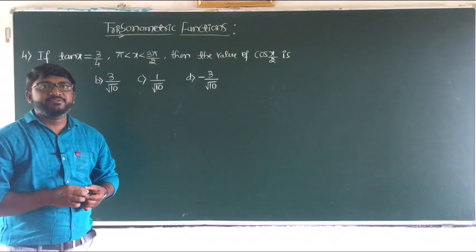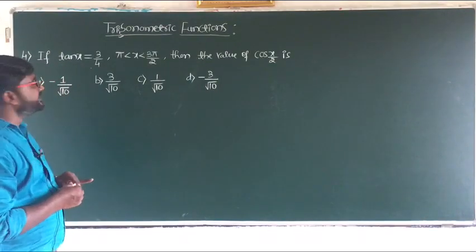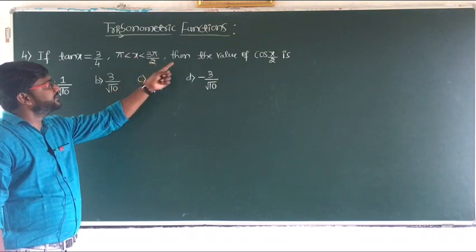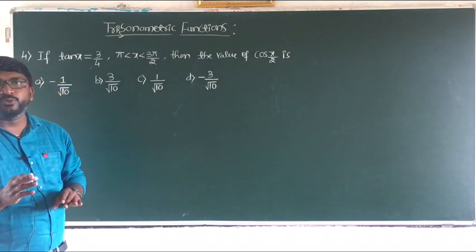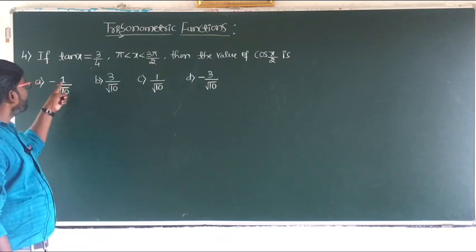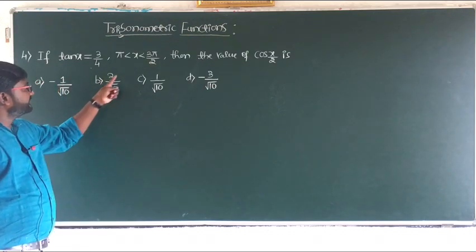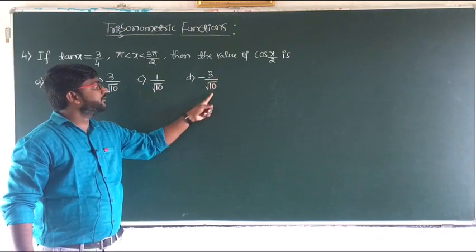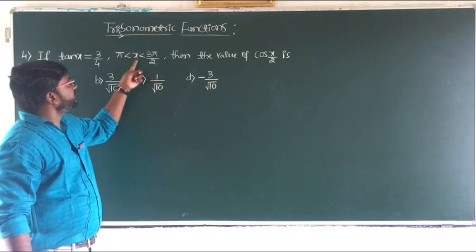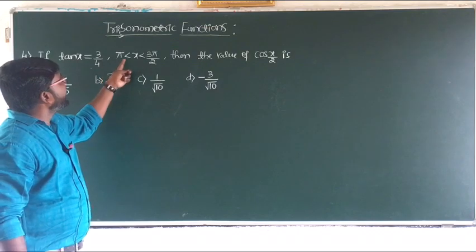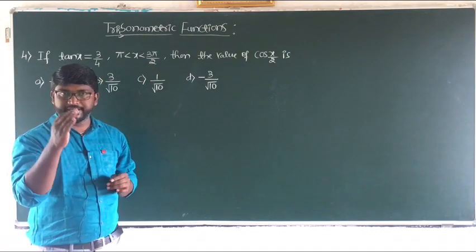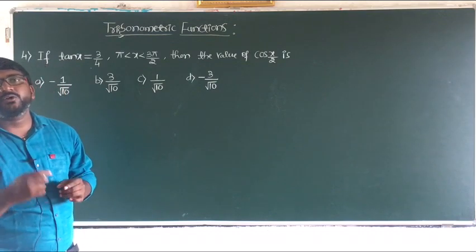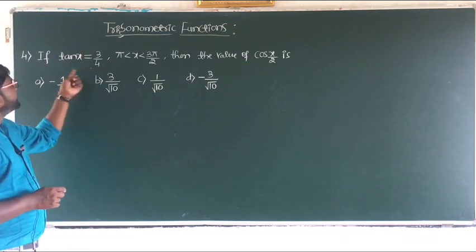Well, the next question it is, if tan x equal to 3 by 4 and x greater than pi and less than 3 pi by 2, then the value of cos x by 2 is, the four options are minus 1 by root 10, 3 by root 10, 1 by root 10, and then minus 3 divided by root 10. So here x lies between pi and 3 pi by 2. It is greater than pi and less than 3 pi by 2. That means x lies in the third quadrant. Hence the tan x is positive.